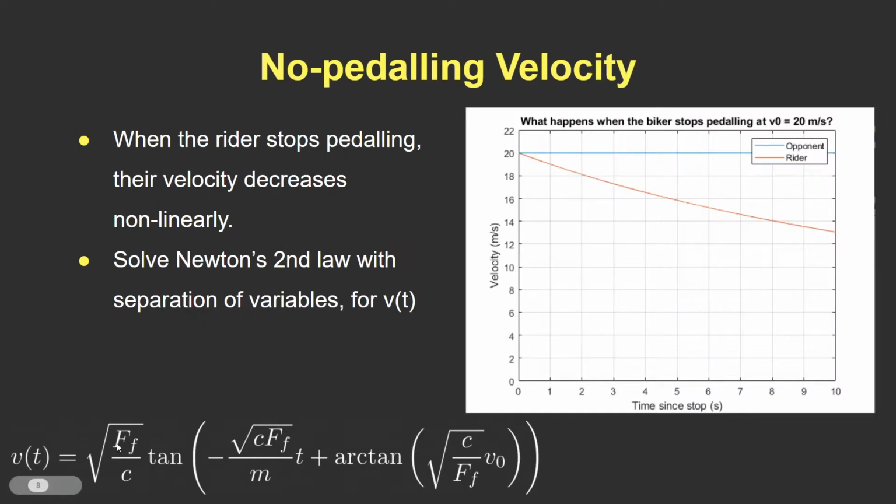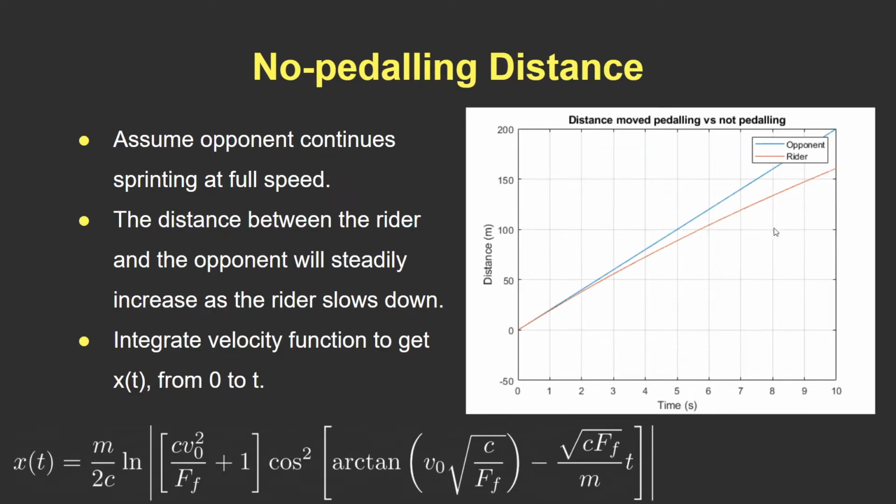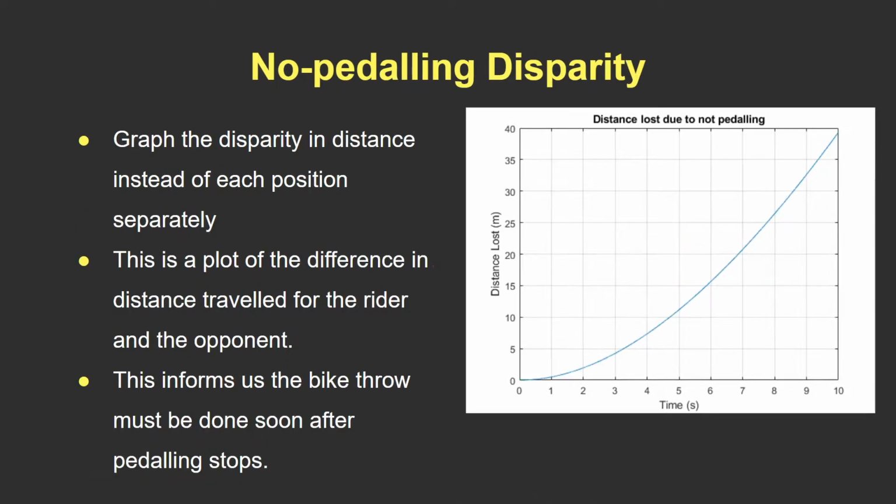Solving this differential equation using separation of variables to get our velocity of time function looks like this. When the rider stops pedaling, their velocity decreases non-linearly with respect to their opponent. Additionally, if we analyze the distance that you lose from your opponent, we can take the integral of our velocity function from 0 to t to obtain an x of t function. So while the opponent continues at a constant velocity, the distance differential between you and your opponent will steadily increase over time. We choose to model this as a difference in distance between you and your opponent, and we will use this technique again later in our presentation.